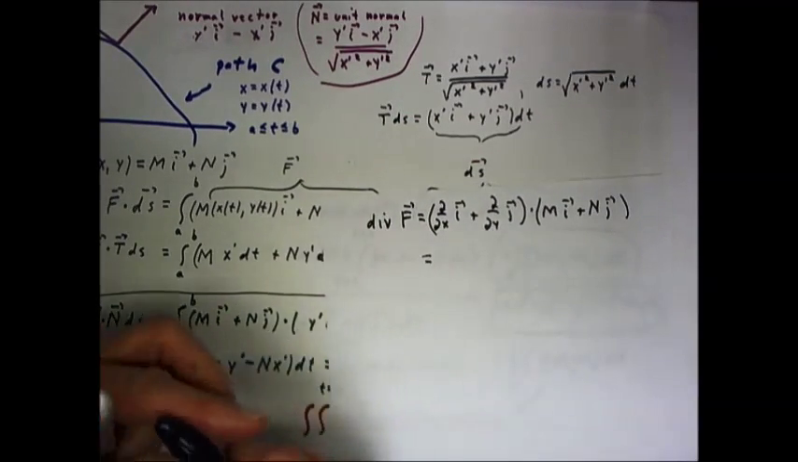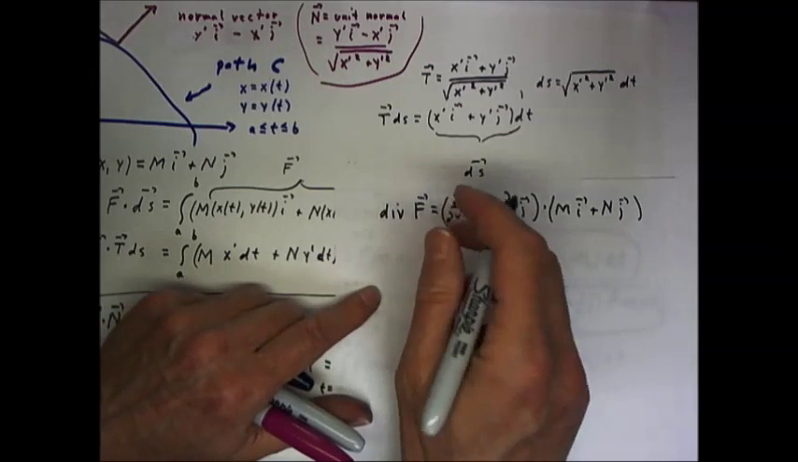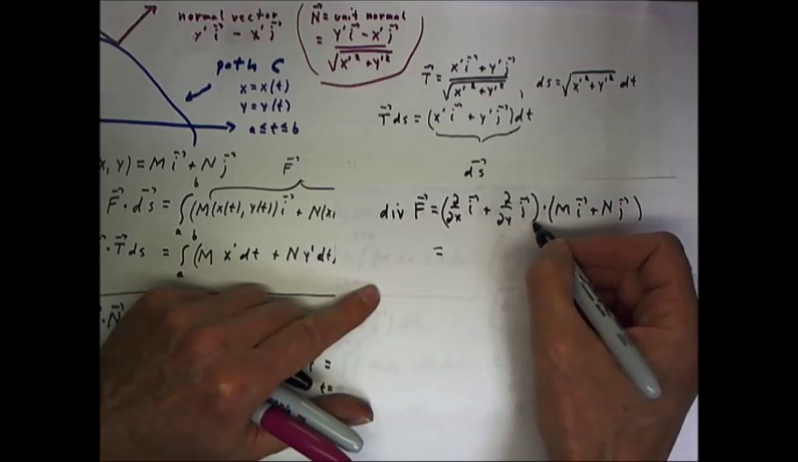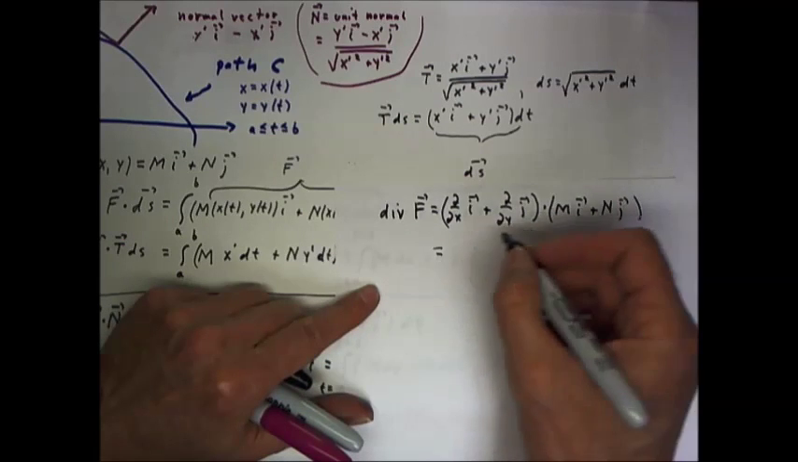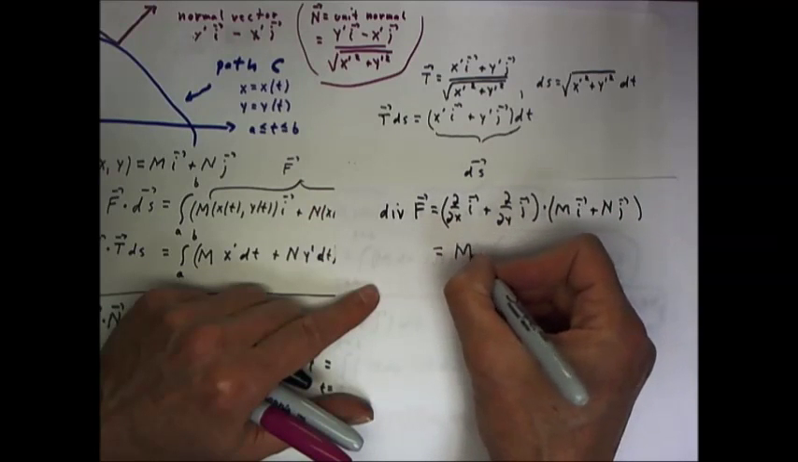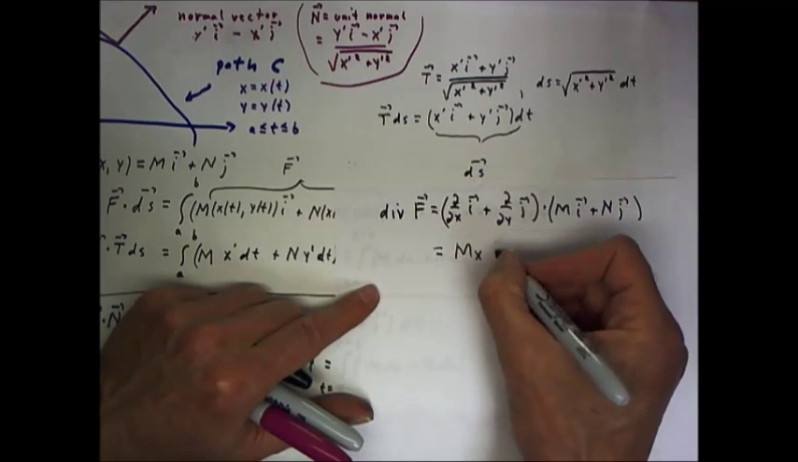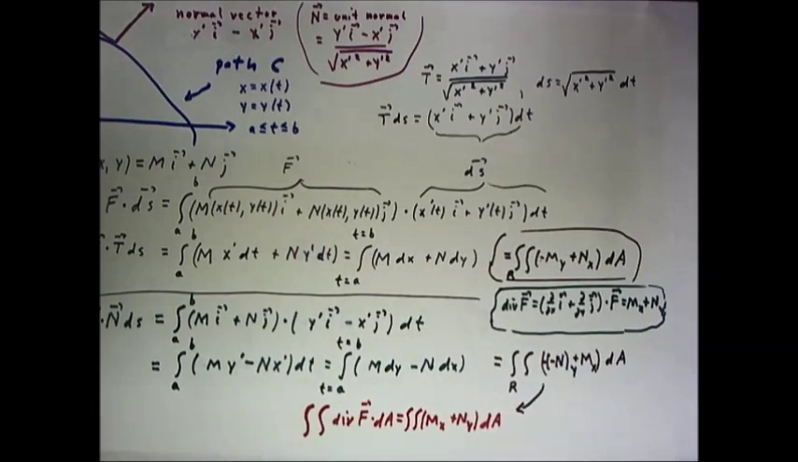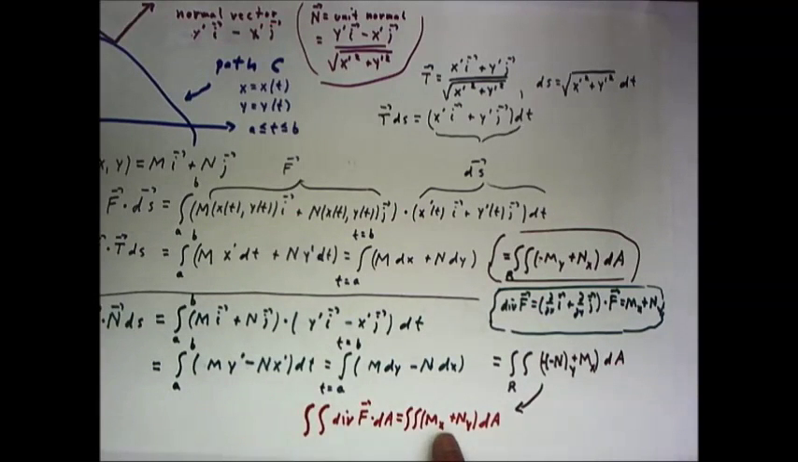And just to make a finer point on that, divergence of f is the del operator dotted with our function, and that gives us partial with respect to x of m, which is mx, plus a partial with respect to y of n, ny. So this is the divergence of f, and it's not dotted, it's multiplied by dA.